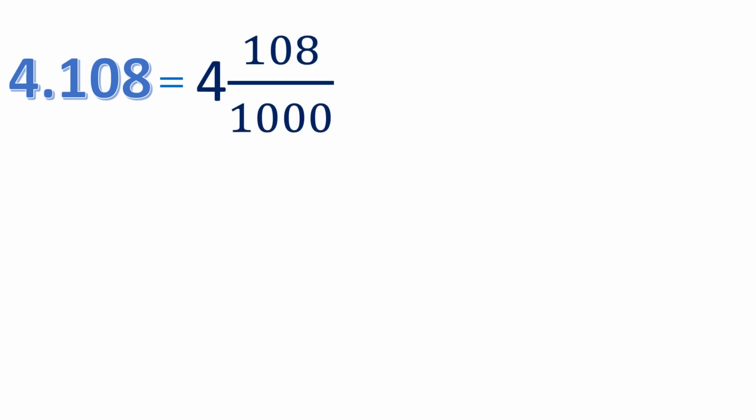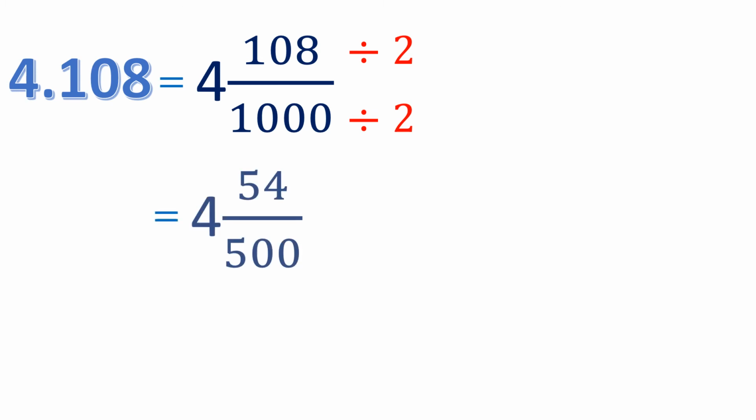Now another one, we have 4.108. The 8 ends in the thousandths place. So this will be read as 4 and 108 thousandths, or in fraction it will look like this: 4 and 108 over 1000. Now 108 and 1000 are both even numbers, so that means they are divisible by 2. So we will reduce it by 2. And this becomes 4 and 54 over 500. Observe that we don't change the whole number. So when you are reducing, you only reduce the fraction but retain the whole number.